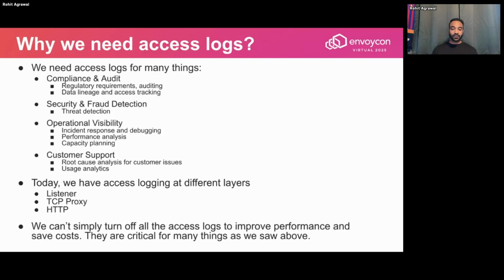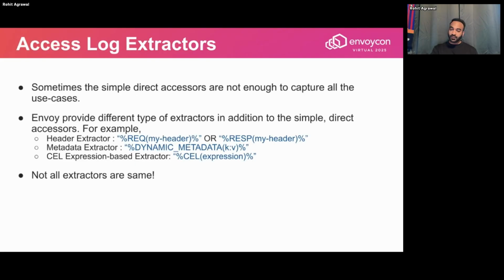Today, we have access logs at different layers. We do listener level logging for protocols like Kafka and Postgres. We do TCP proxy, and then we have HTTP layer logging as well. For us, we can't simply turn off the access logs to improve the performance and save cost. They are critical for many things that we mentioned. So I would like to tell you some of the ways we discovered in which we can keep the access logs, but balance out the performance impact and the cost.